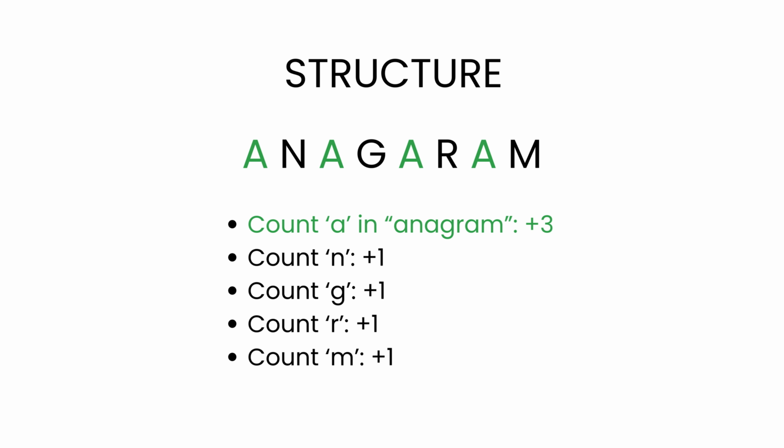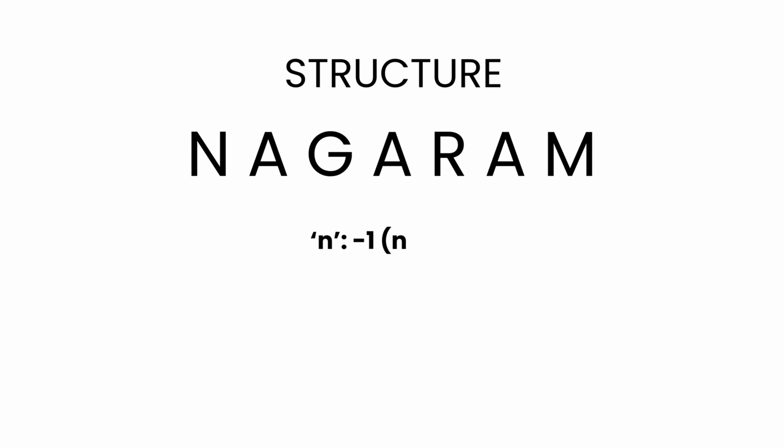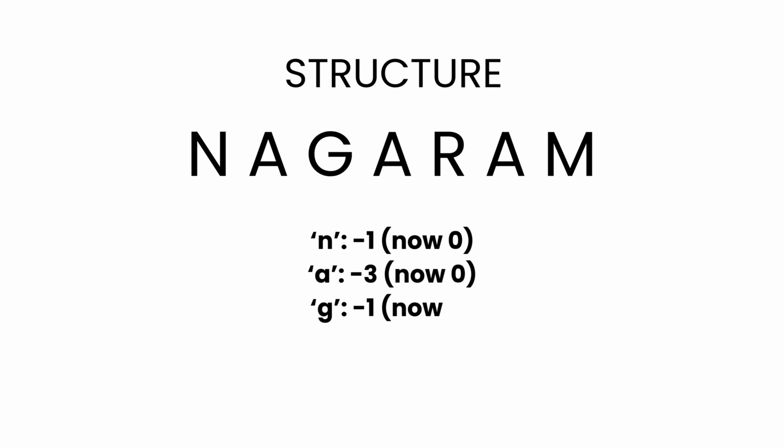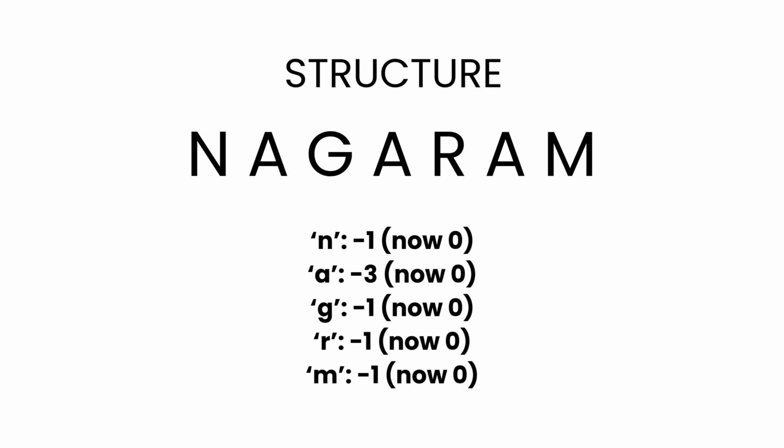Now, subtract for each character in nagaram. N, -1, now 0. A, -3, now 0. G, -1, now 0. R, -1, now 0. M, -1, now 0. After all, every count is 0, so they're anagrams. This approach is blazing fast and uses barely any extra memory.